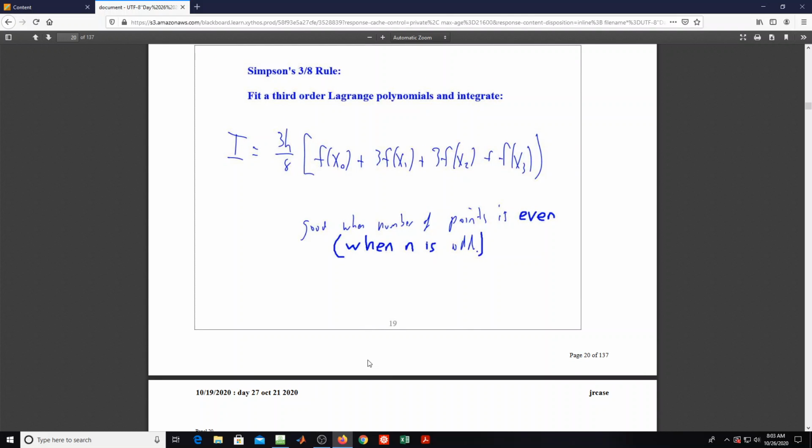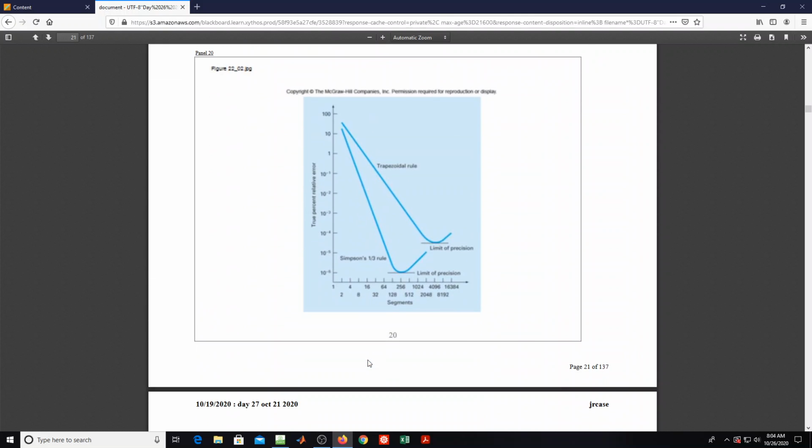Your book also talks about the 3/8 rule. When the number of points is even, so 1, 2, 3, 4, but your intervals are odd, you can use the third order equation that you can use in the book.